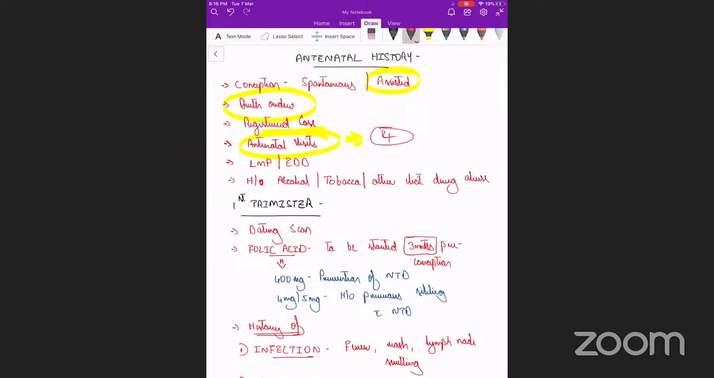Next is LMP and EDD. We calculate LMP and EDD. And if there is any history of alcohol, tobacco, or any other illicit drug abuse, this can again have an effect on the child.